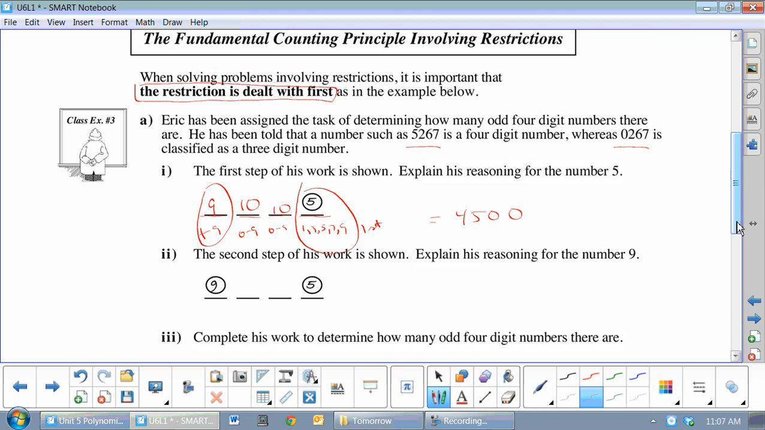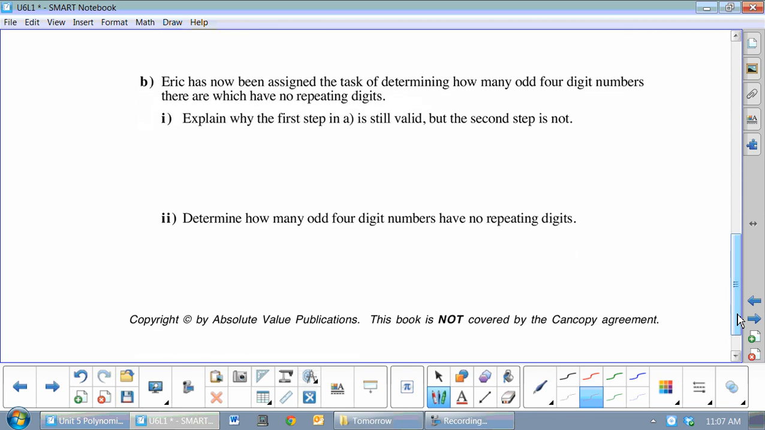Okay. Now, let's go down to here. Determine how many odd 4-digit numbers with no repeating digits. Now, what's the first thing you should always do? Put your blanks down. Okay?